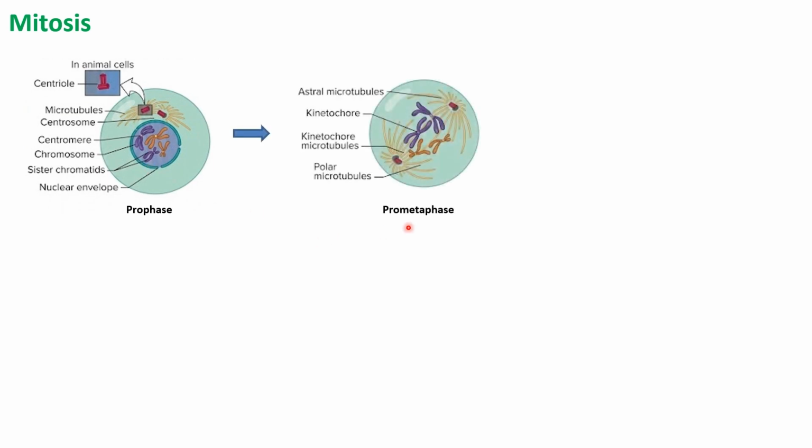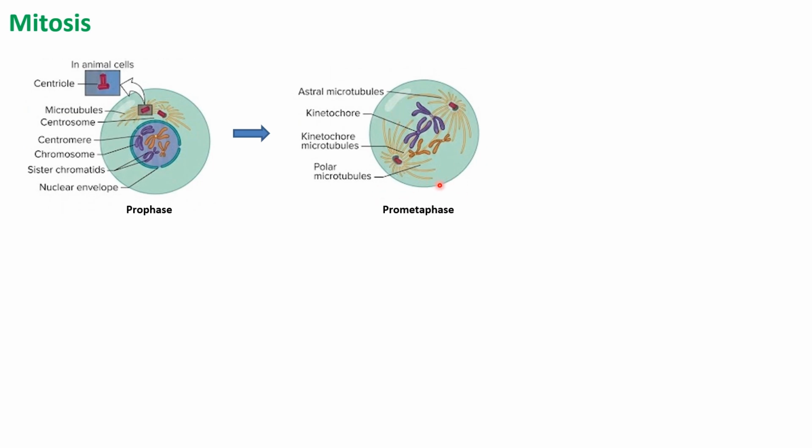Next phase is prometaphase. During this phase, the nuclear envelope starts to break down. Therefore, it allows microtubules originating from centrosomes to invade the nucleus. So, chromosomes are attached to these microtubules through the kinetochore structure. Here the kinetochore is a structure in the centromere region of each chromatid that is specialized for convergence.